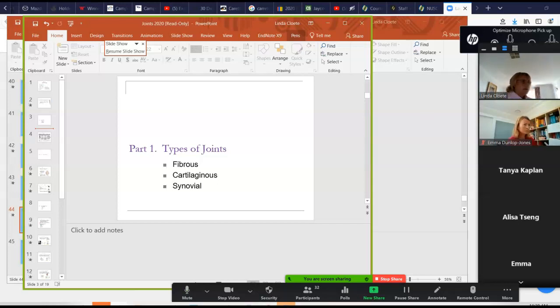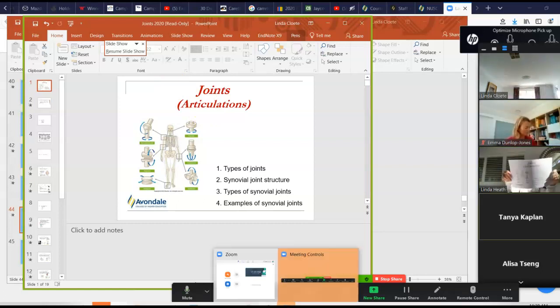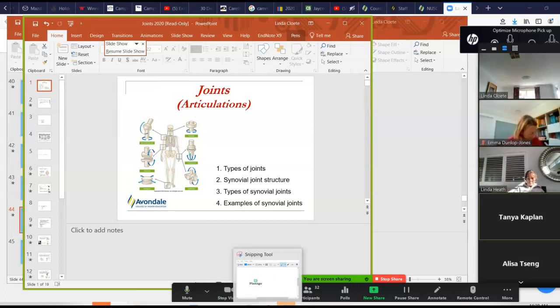Trying to work out which presentation you're going through. Is this articulations? That was just the first part of the lecture on joints. The articulations one? Yes, joints, articulations. That's it. Yeah, that's what I was thinking. What page are we on now? Okay. Sorry, my phone was singing in the next room.